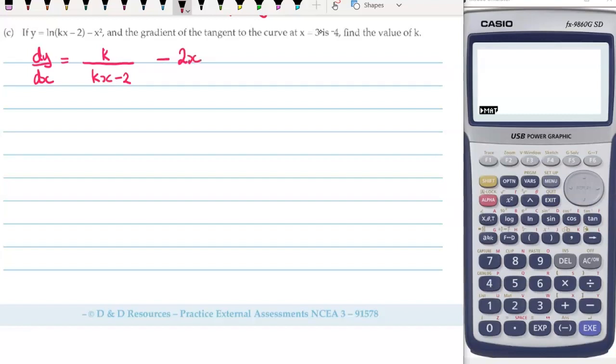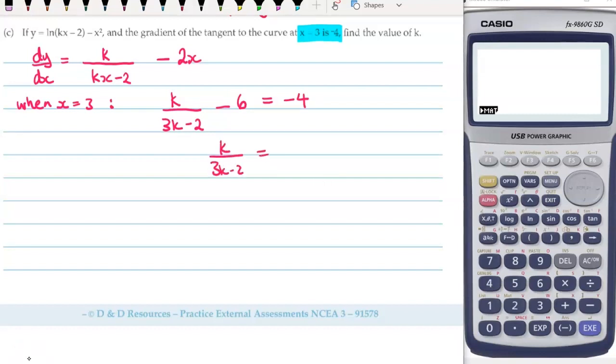Now what we're told is that the gradient of the tangent, or the gradient of the curve, is equal to -4 when x is 3. So when x equals 3, we get k over 3k minus 2, minus 2 times 3 is 6. That will be equal to -4. So k over 3k minus 2 will be minus 4 plus 6, so that's a 2.